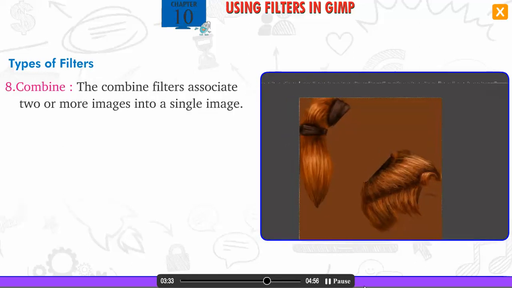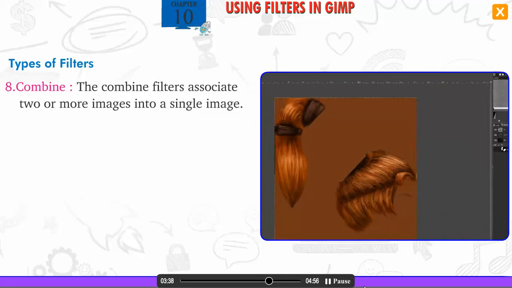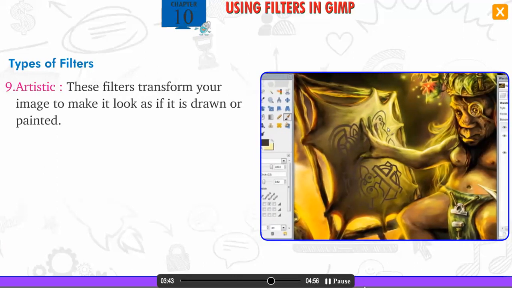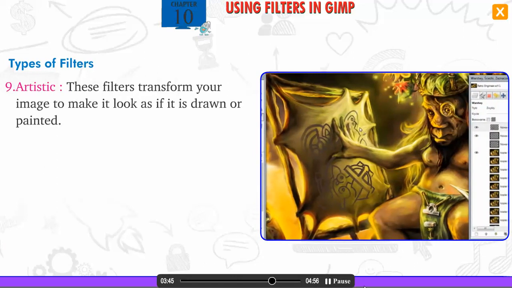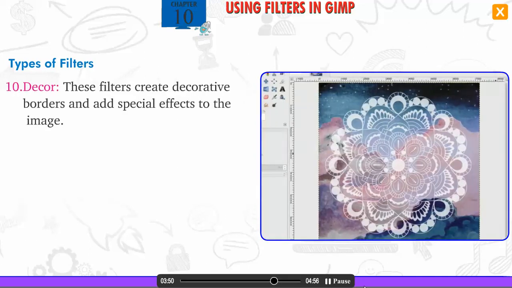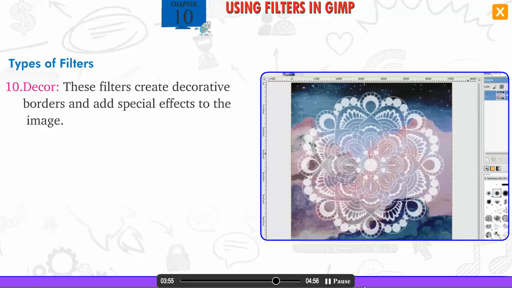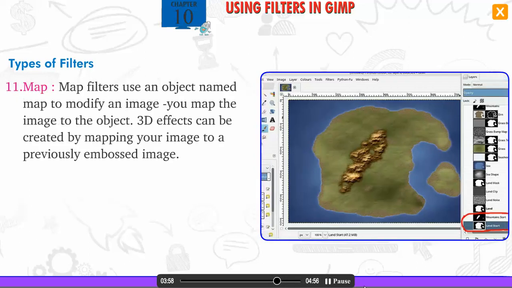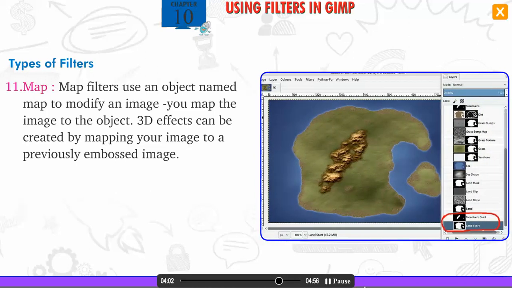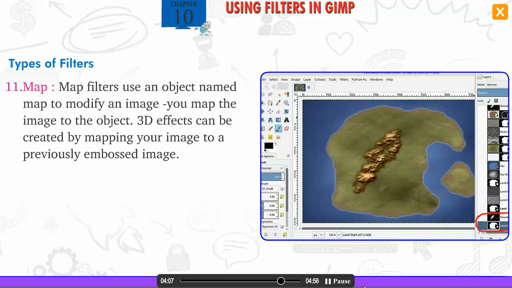8. Combine. The combine filters associate two or more images into a single image. 9. Artistic. These filters transform your image to make it look as if it is drawn or painted. 10. Decor. These filters create decorative borders and add special effects to the image. 11. Map. Map filters use an object named map to modify an image. You map the image to the object.